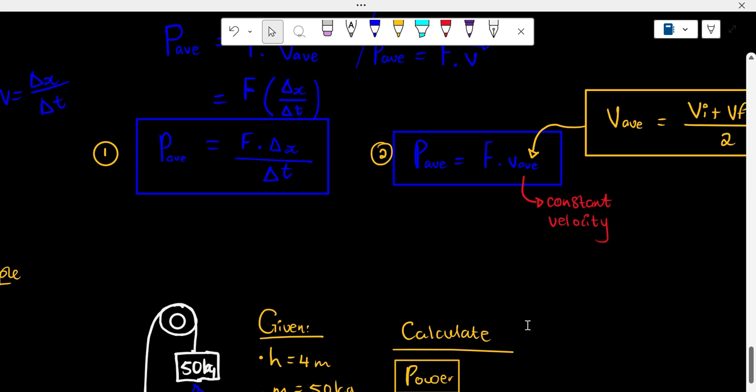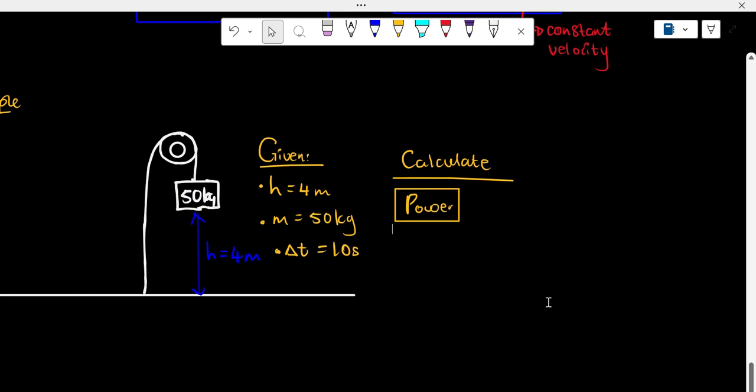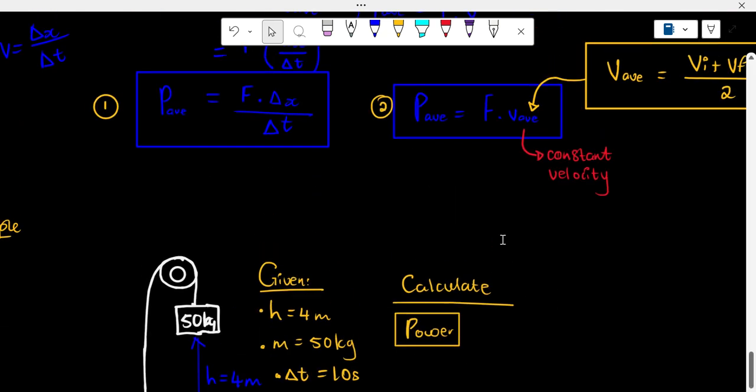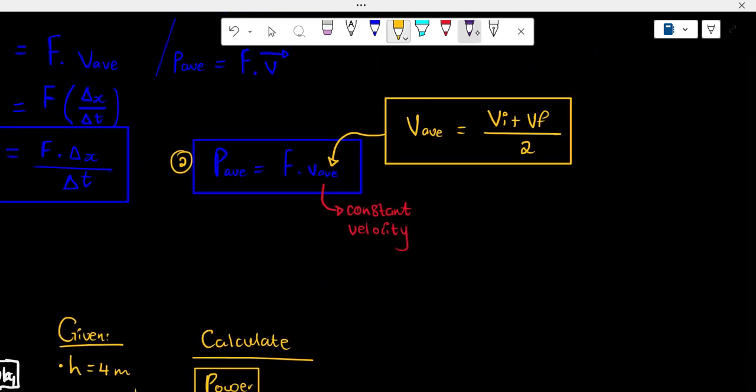Because in order for us to use equation 2, we would need the average velocity, and that would mean we also need to have the initial velocity and the final velocity according to this equation. But we do not have any of that. So we can't go and use this equation. That will not work because we don't have enough information.